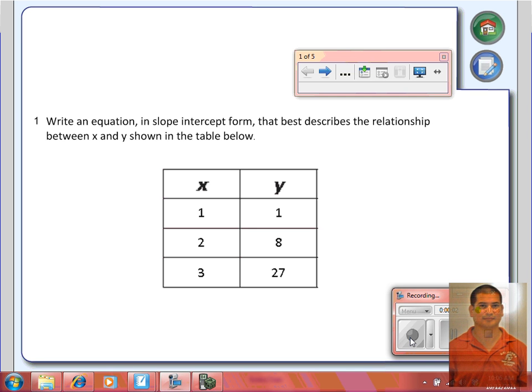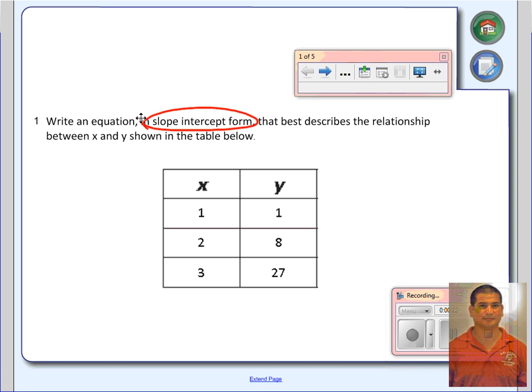All right, guys, again, this is the review for the linear function test that we'll be taking next Thursday. Number one says write an equation in slope-intercept form that best describes the relationship between x and y shown in the table below. First thing I want you to do is highlight the words slope-intercept form, because in this case you're going to have to be real careful. Some of the questions will be asking you for slope-intercept form. Some of the questions will be asking for the standard form. So we got to be real careful on which form we're putting it in.